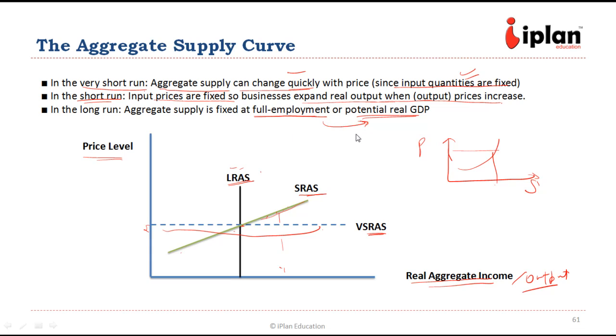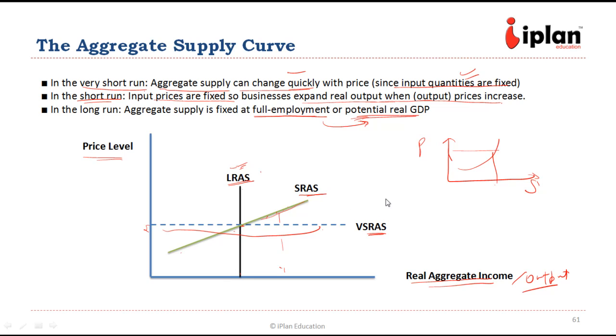So the output cannot be increased further at that level. So it is the long run aggregate supply curve. Beyond that, it cannot go. Even if the price level goes up, the supply is not going to change. It remains constant, so it is inelastic. For a large change in price level, there is very small or almost no change in the supply. So that is our long run aggregate supply curve.